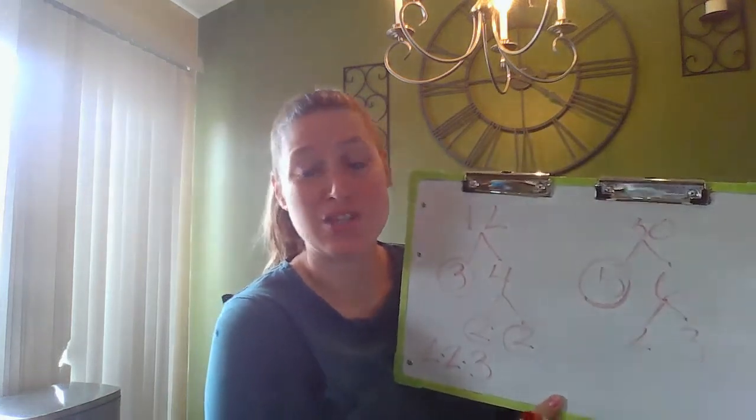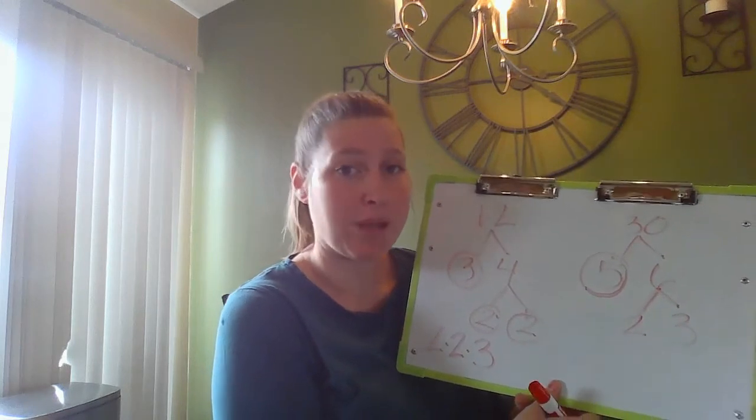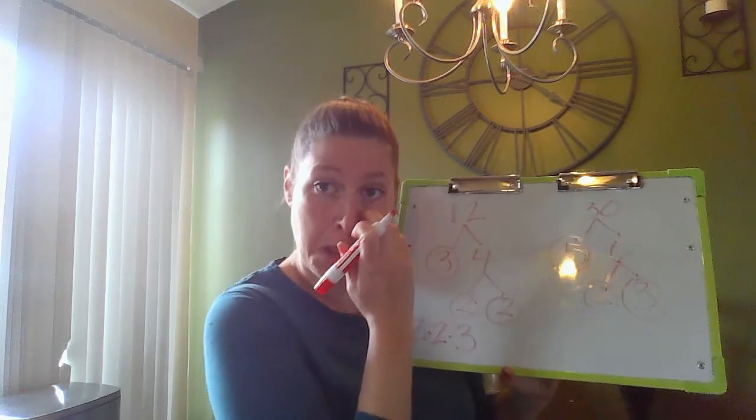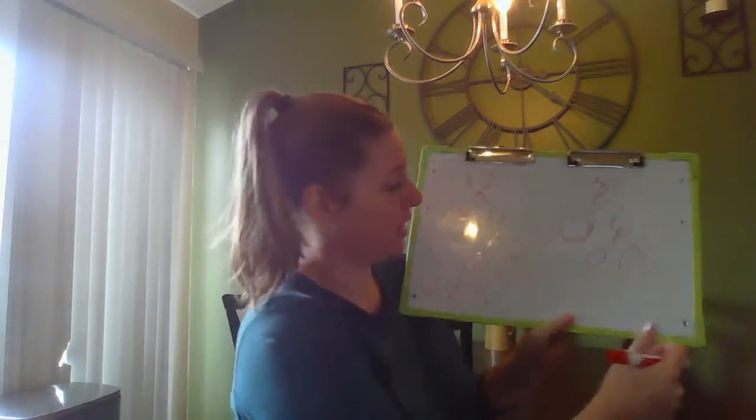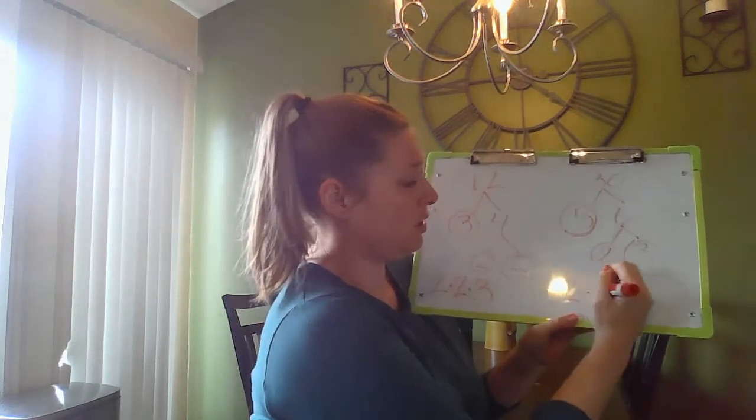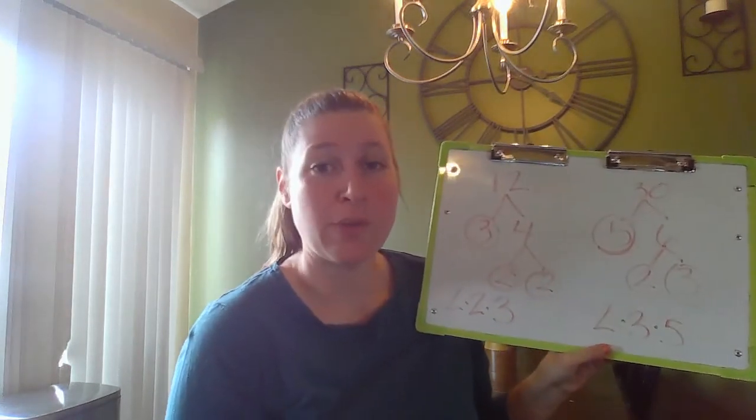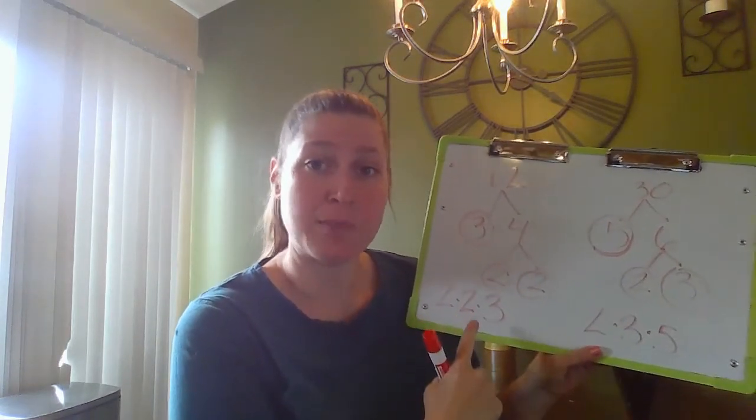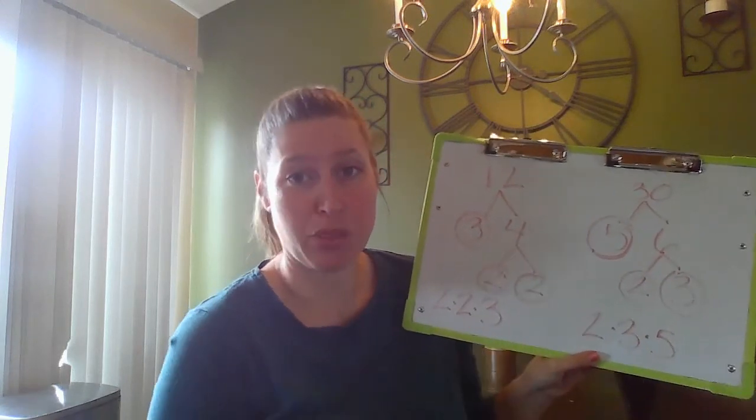I need to determine, are 2 and 3, either of them or both of them, prime? And they're both prime, so I'm going to circle both of them. So I am going to now list these prime numbers in order from least to greatest. So 2 times 3 times 5. So now I have both sets of prime factors. So 2 times 2 times 3 will give me 12. 2 times 3 times 5 will get me 30.